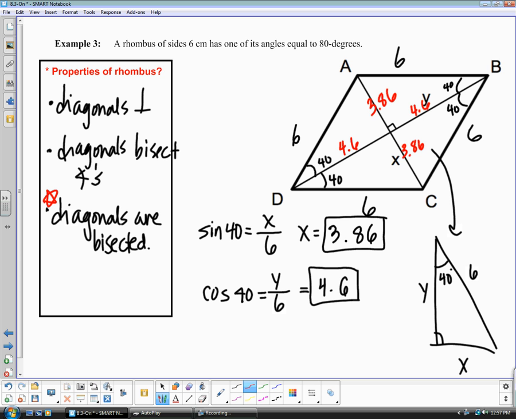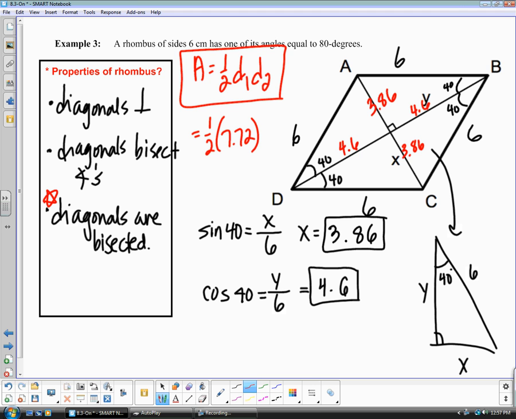We can easily find the area of a rhombus now. If you recall, the area of a rhombus is 1/2 d1 times d2. Diagonal 1 is going to be the whole length, so let's talk about AC as the first diagonal. When we take 3.86 and multiply it by 2, you get 7.72, so that's the first diagonal. And then the second diagonal's length is going to be 4.6 times 2, which is 9.2.